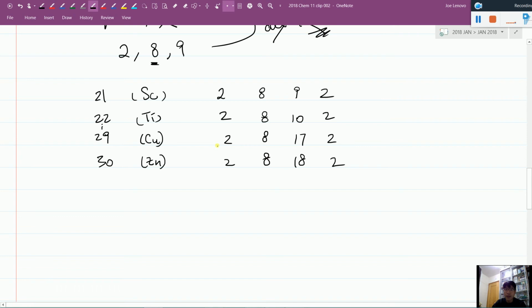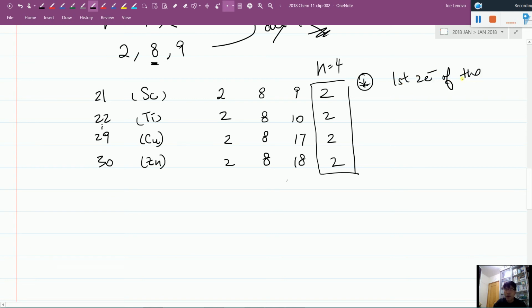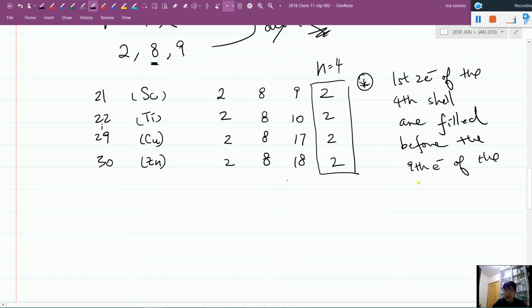So no matter what, for all of them we find one thing in common. We observe that the first 2 electrons of the fourth shell, n equals 4, will need to be filled before the 9th electron of the third shell.